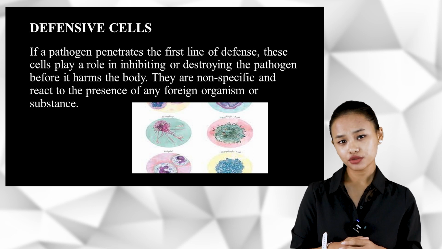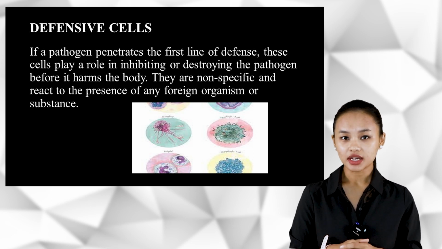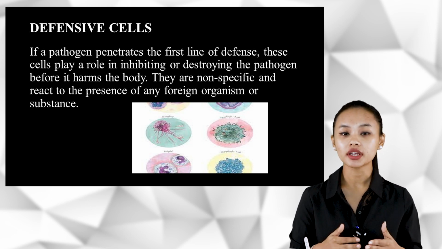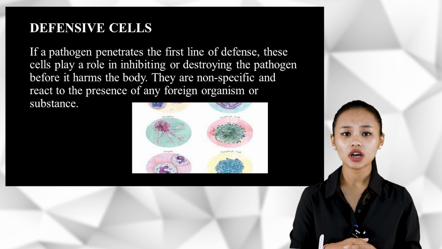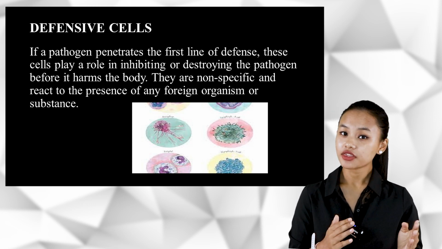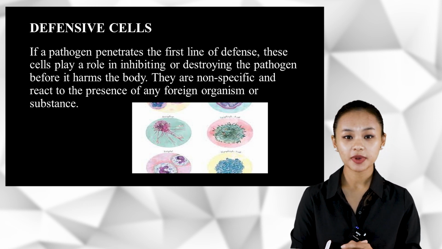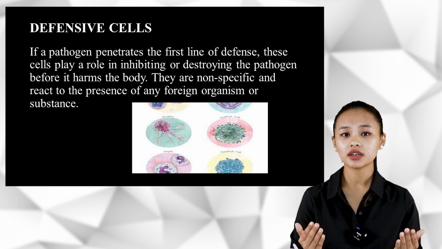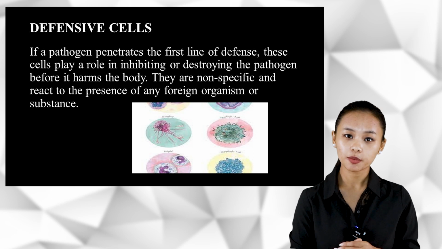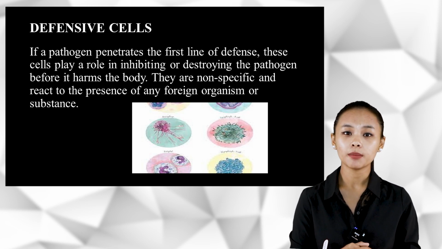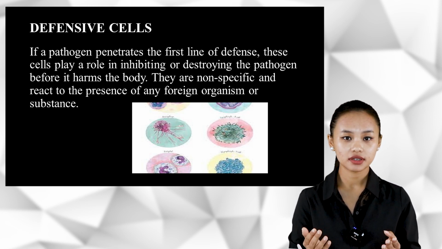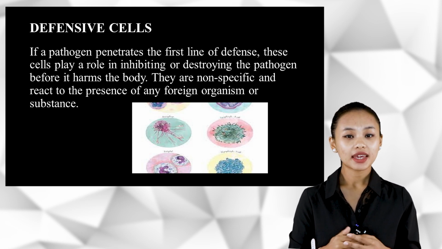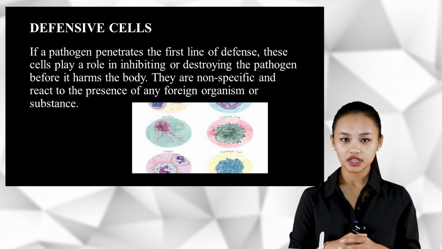What do these cells do? These cells play a role of inhibiting or destroying the pathogens from further harming the body. These cells are also non-specific, that is, they will fight against any type of pathogens that tries to enter the body without having a memory of each of it. This killing or destroying of the pathogens can be done by phagocytes.